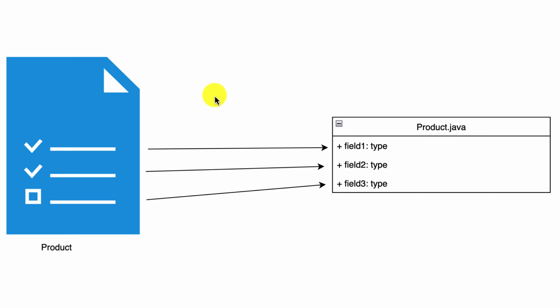But now to do this within Java or within our Spring Boot application, this will be our document, which will be product, for example, and within this product we will create the equivalent for it, which will be the product.java class. This product will have many fields, like field 1, 2, and 3, and each field will have a specific type. Okay, so let's go to IntelliJ and try to create our product.java class.